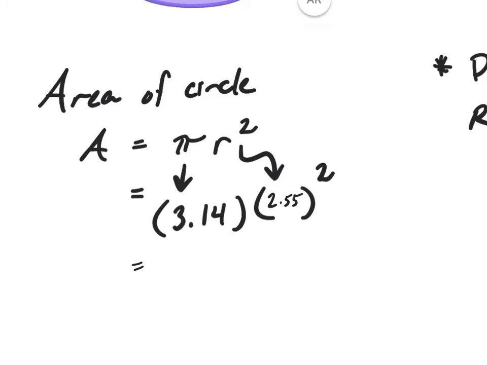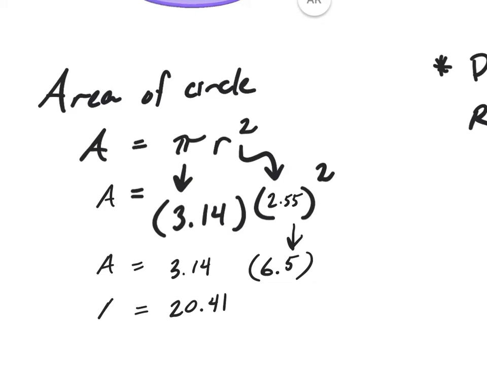And then you just multiply it all out. Since we are rounding to the tenths place, if you multiply 2.55 times 2.55, you'll get right at 6.5. And you can multiply the 6.5 times the 3.14, and that will give you 20.41. Now, what we just found was the area. All right, we found the area.